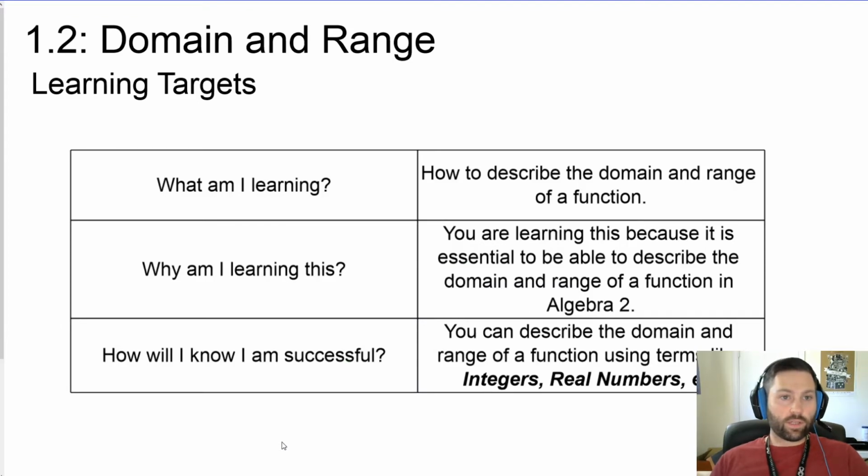So in this video, I'm going to be talking about the domain and the range of a function. You're learning this because it's essential to be able to describe the domain and the range of a function in Algebra 2. When we're done, you should be able to describe the domain and range of a function using terms like integers or real numbers, etc., in order to talk about what we see on the graph. So let's get started.